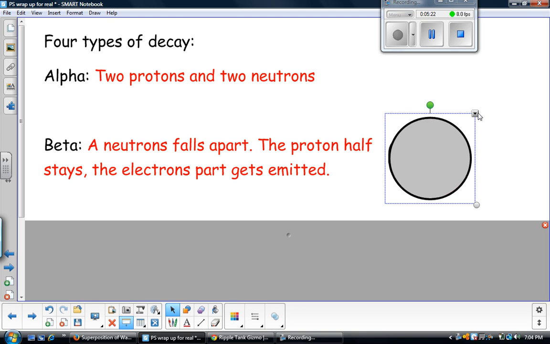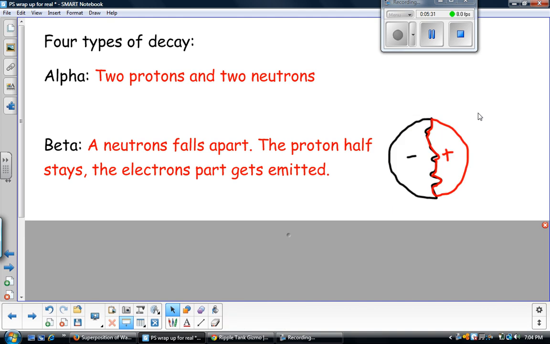A neutron is neutral. If it's composed of two things put together, one of them has to be positive and one of them has to be negative. What do you think those two things can be? A proton and an electron. So sorry about my kind of messy picture here. I'm sure you can do better in your notes. So a neutron is actually a proton and an electron attached to each other.